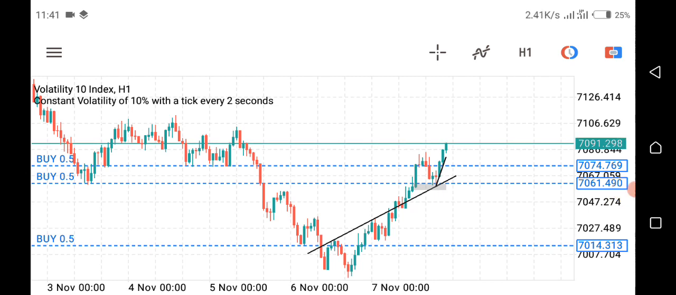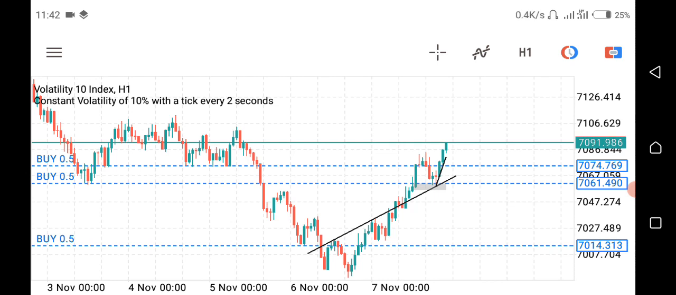So what are psychology levels? Psychology levels are price points in financial markets that hold significant meaning for traders and investors. It's mainly due to their simplicity and ease of remembrance that traders use them. Psychology levels are round numbers, numbers ending with 0.